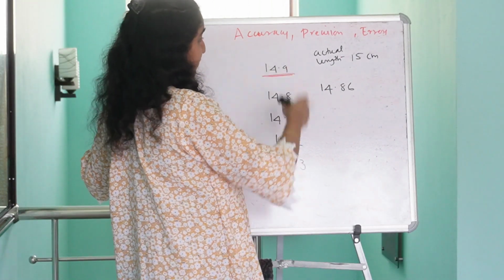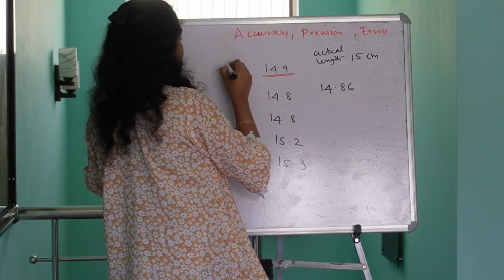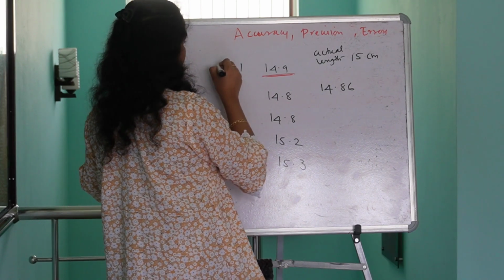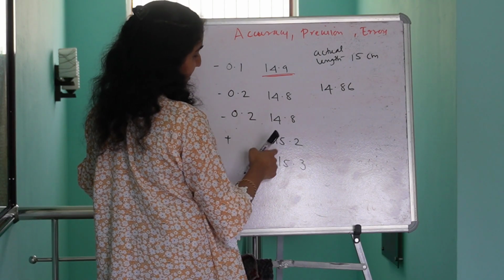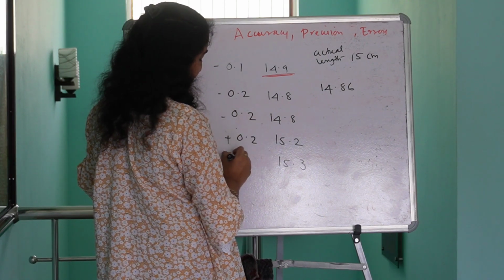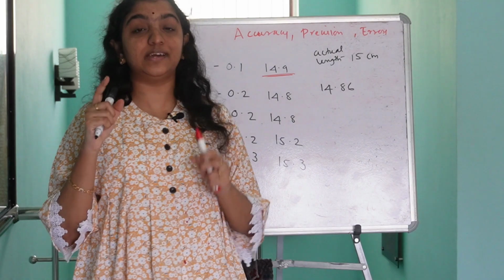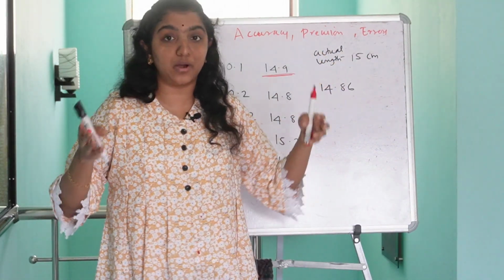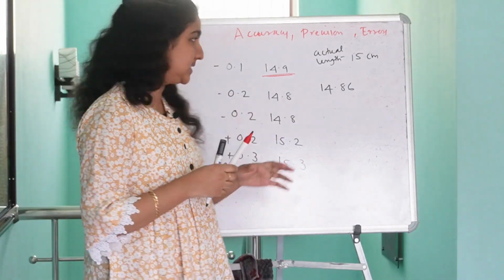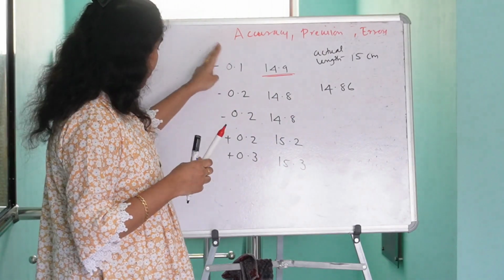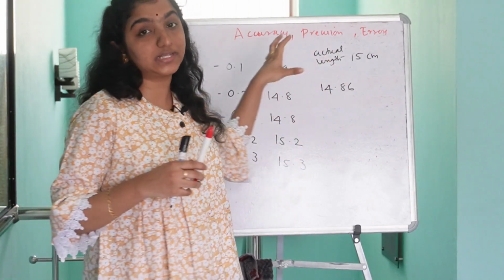Here I am going to find the difference between the actual value and the measured value in all the cases. So in the first experiment I got 0.1, minus 0.1, minus 0.2, minus 0.2, plus 15.2 means plus 0.2, and here plus 0.3. Here we have to remember an important point: while finding the most accurate value among a given set of measurements, we'll only consider the magnitude of the difference. We never consider the sign of the difference.